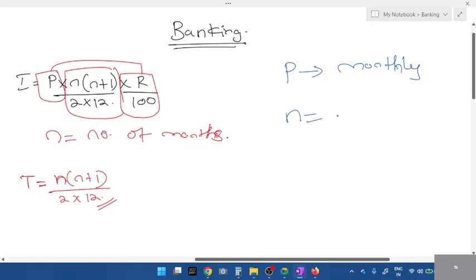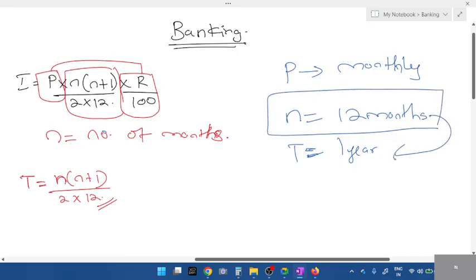For example, if you get N equal to 12, is this 12 years or months? Months. If you want to convert it into time, 12 months is how many years? 1 year. So most of the calculation in banking, you should do in months, and later convert into years.